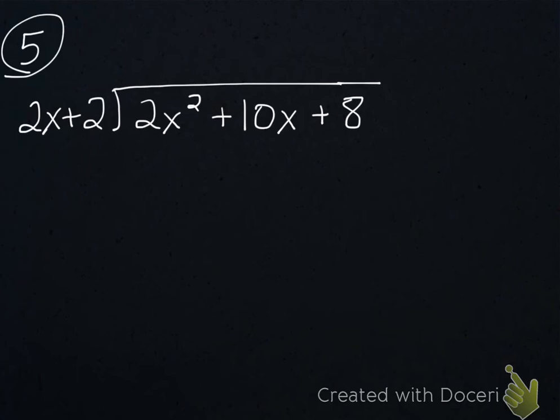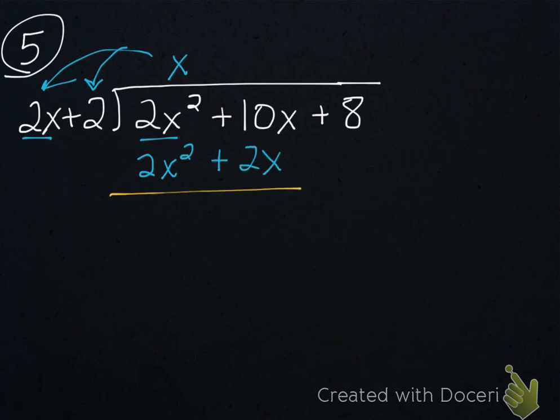Number 5. 2x plus 2 is my binomial that I'm dividing by. That's my divisor. 2x squared plus 10x plus 8 goes underneath the division symbol. So what do I multiply 2x by to get 2x squared? We multiply by x. Remember, distribute to both terms in the binomial. 2x squared plus 2x. Draw your line, change both signs.